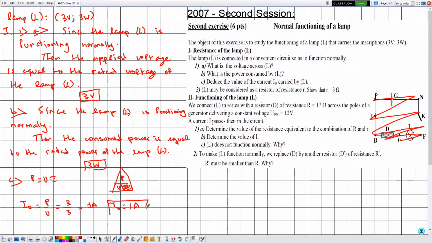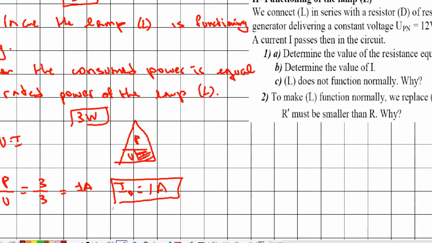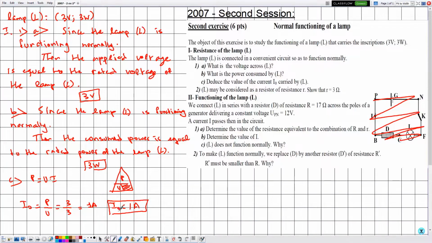Now what does I0 represent? I0 is the rated current. Here, because we calculated the value of I0 when the lamp L is functioning normally, then we can consider the value of I0 to be the rated current of the lamp L under which it functions normally. Then here we have calculated another indication corresponding to the lamp L, which is given by 1 ampere. Let me say that I0 is equal to 1 ampere.